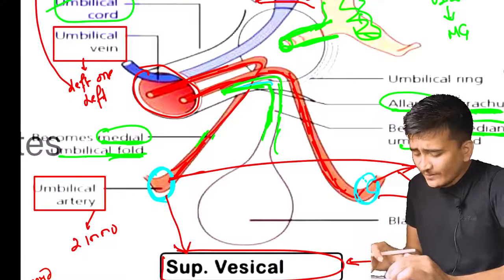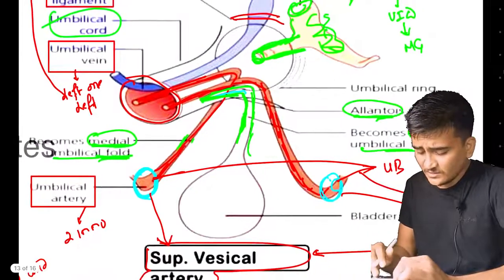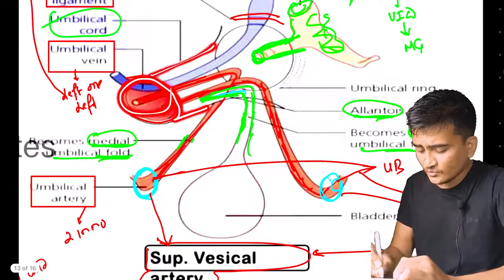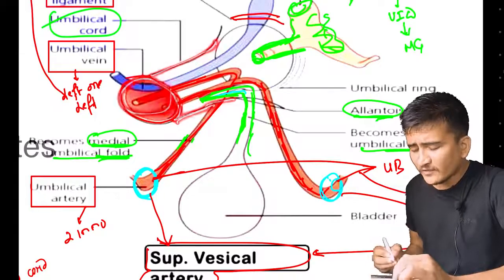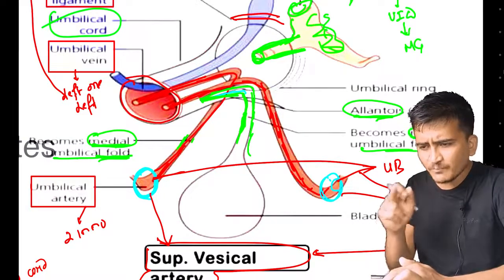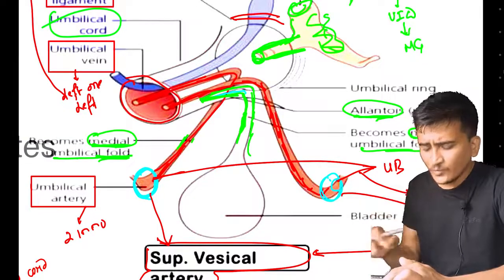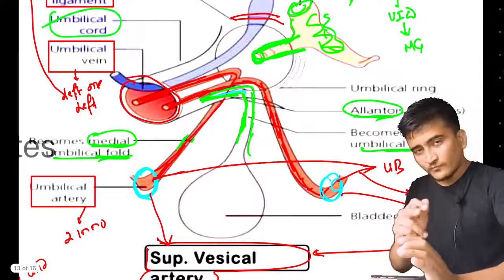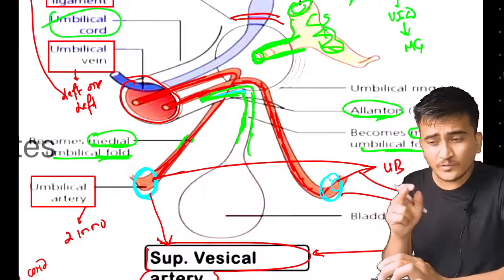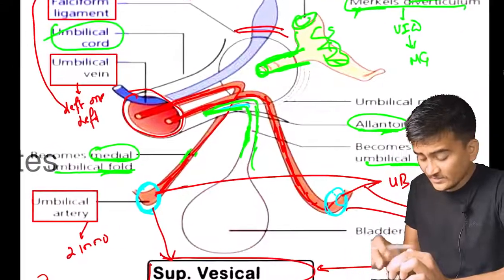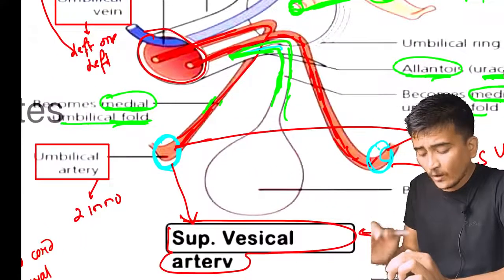What is this? This whole structure is our umbilical cord. The distal part of the umbilical artery will form the medial umbilical ligament. For your information, the distal part of the umbilical artery will form the medial umbilical ligament.